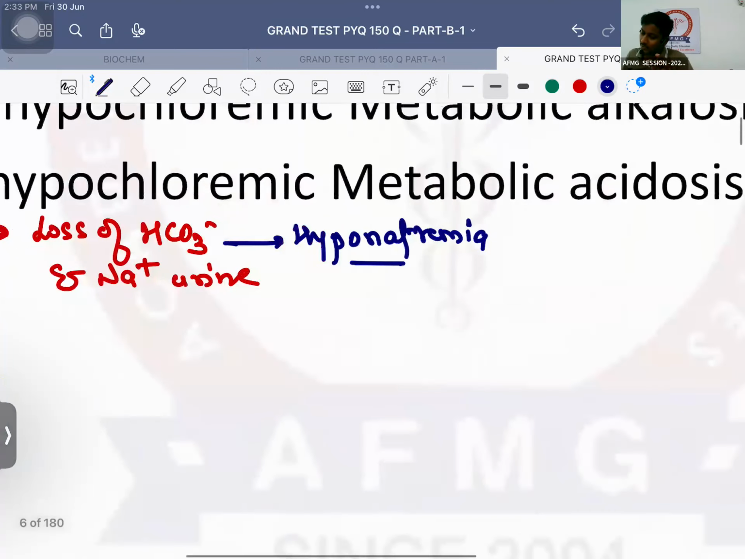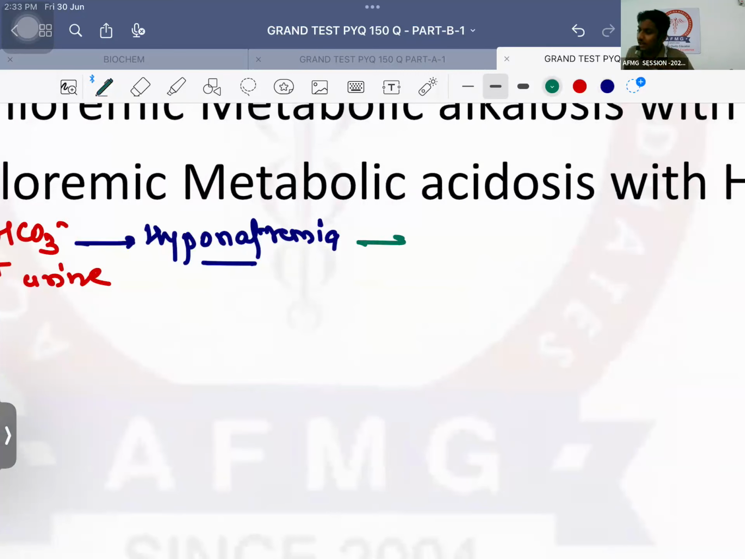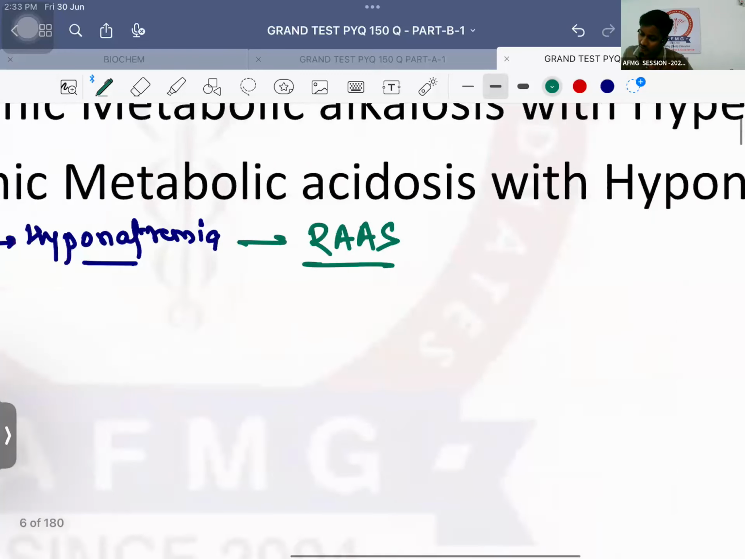So as it wants sodium, immediately as the body goes into hyponatremia, body says, no, I will not lose sodium. So for that it activates the RAS. What is RAS? Renin-angiotensin-aldosterone system. What is the product of RAS? Aldosterone. And what is the function of aldosterone, buddies?